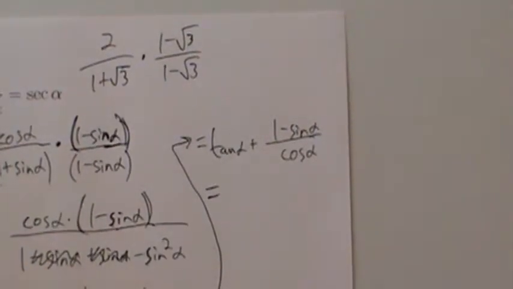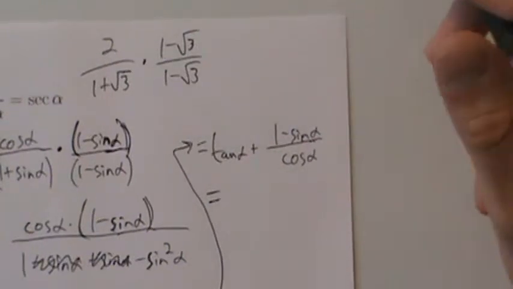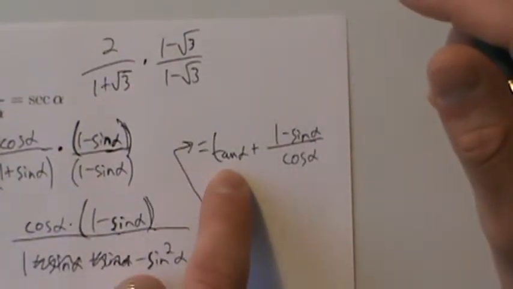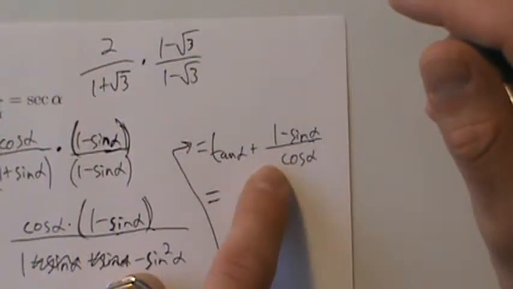No, we don't know right away that it'll help us, but there's not much else we could do, so let's just try it. Okay. Now actually another thing we could do is tangent of alpha, we can rewrite that as sine of alpha over cosine of alpha and get a common denominator. Okay, we can actually do that. There's no reason we can't.